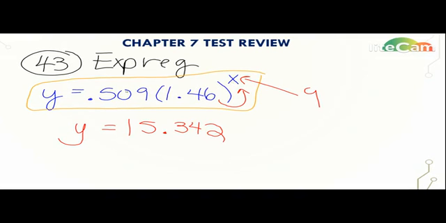This is actually very important because a lot of people forget about that. They'll start multiplying all the way across, and so they'll multiply here first, and then they'll do the exponent, which is totally wrong. So again, let me say it one more time. 1.46 to the 9th, find out what that answer is, and then multiply times 0.509, and you should get y equals 15.342. These are your 2 answers. All right, thank you for watching.